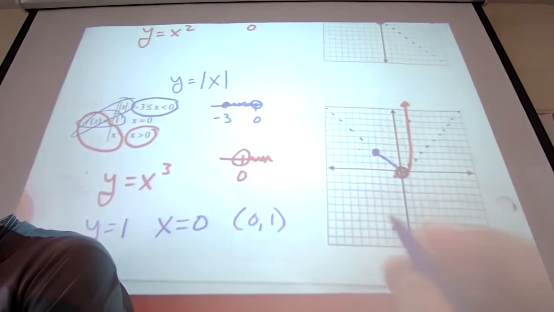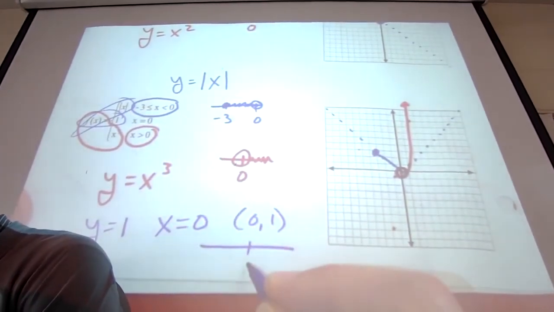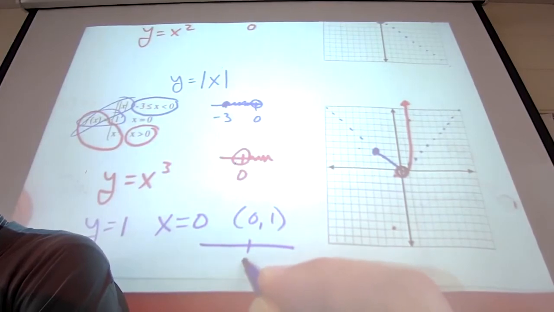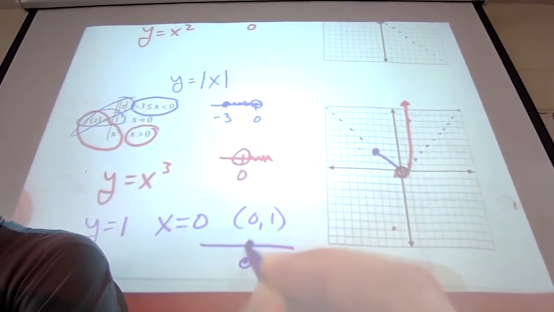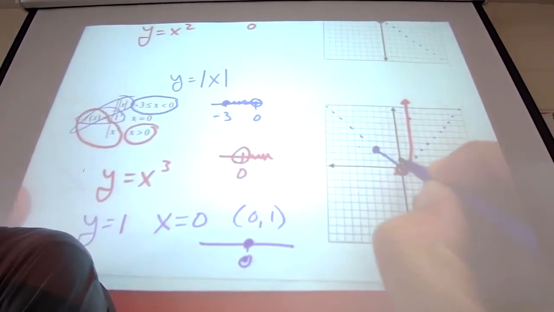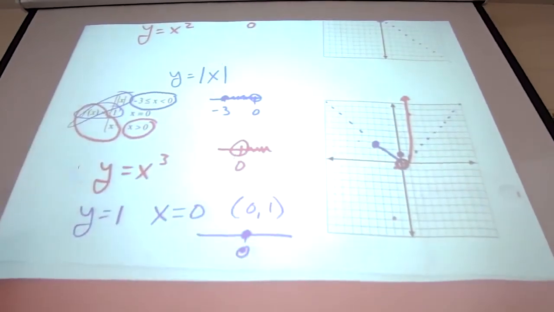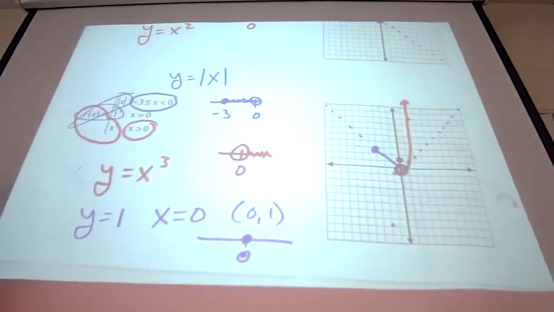This is just a solid dot. So if I looked at that right here at x equals 0, I would just have a solid dot on 0. So at 0, 1, right there is a solid dot at 0, 1. Okay? And that's it.